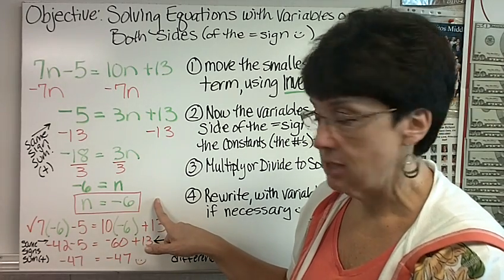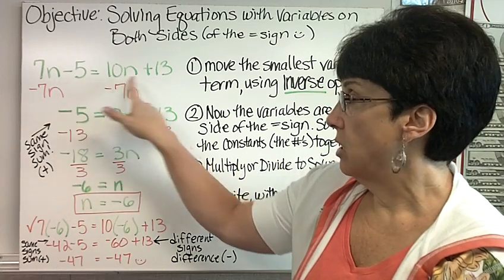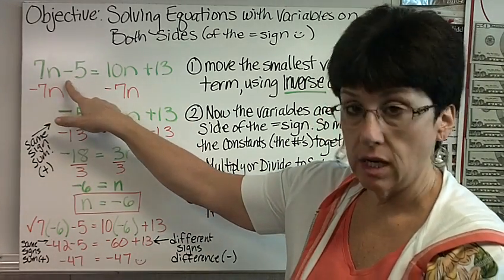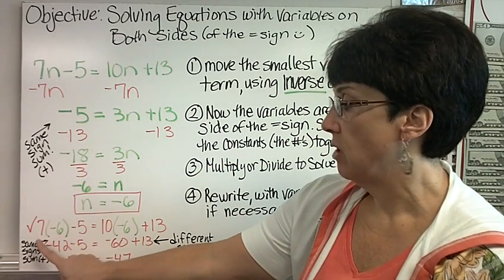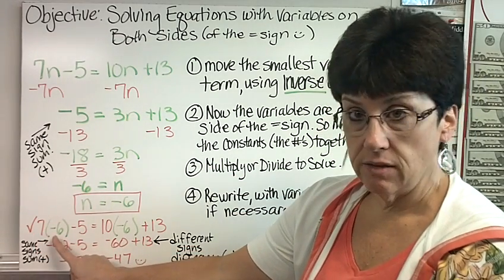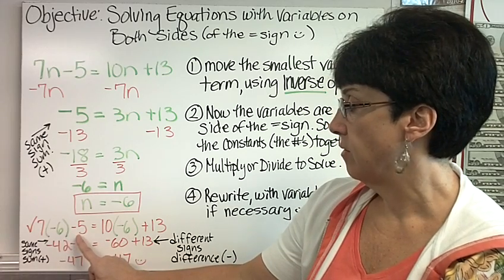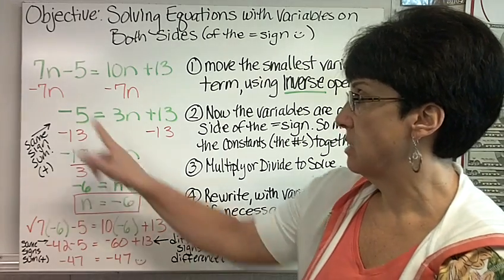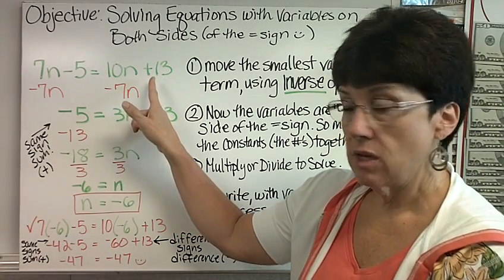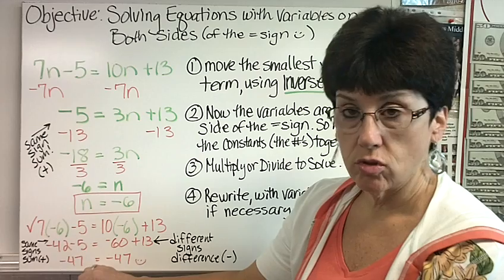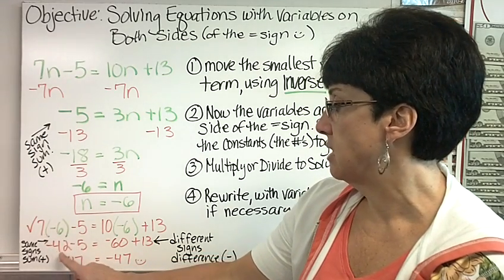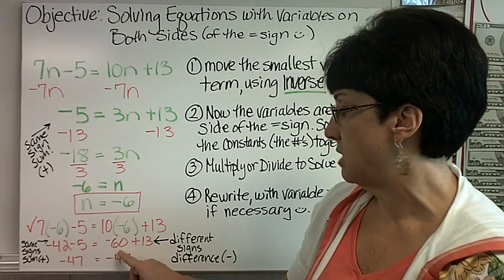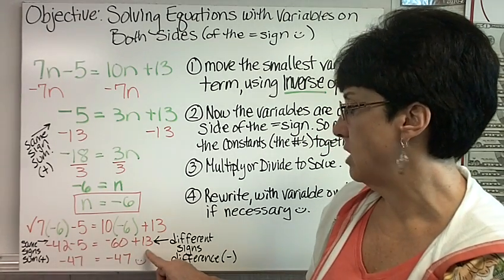Now you can easily check this by taking your original equation and substituting in -6 every time there was an n. So I did that down here. I said 7 times -6 minus 5 equals 10 times -6 plus 13, because that's the same as this, but instead of n's I have -6. Now I'm just going to do the math. 7 times -6 is -42 minus 5 equals 10 times -6, -60, plus 13.